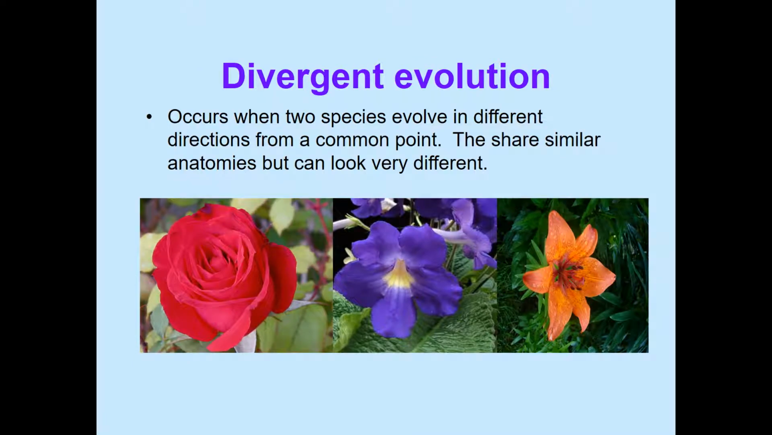Now, divergent evolution is when you have two species that evolve in different directions from a common point. They have similar anatomies, but they can look very, very different. The example here is flowers. Flowers really originated from a common point, some common ancestral plants, but they look very, very different, as you can see right here.